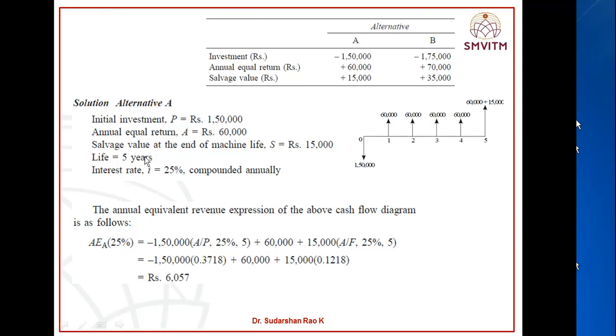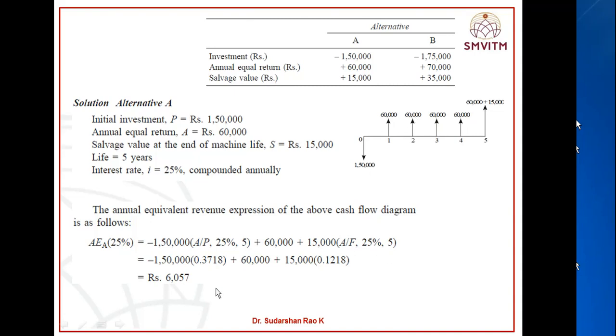Here the equation for the annual equivalent revenue and expenditure of this cash flow diagram is minus 1,50,000 into A by P, that is the present converted to annuity, A by P 25% 5 years, plus 60,000, the annual return, plus the future value of 15,000, the salvage value, converted into annuity. Future into annuity is A by F, this factor A by F 25% 5.